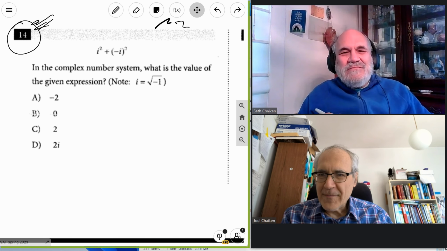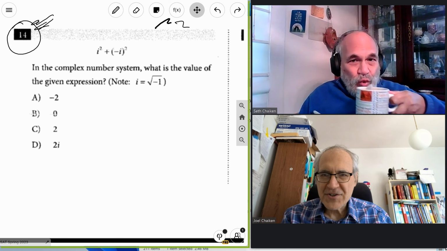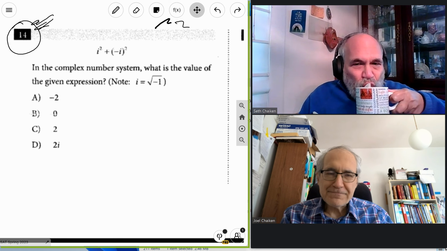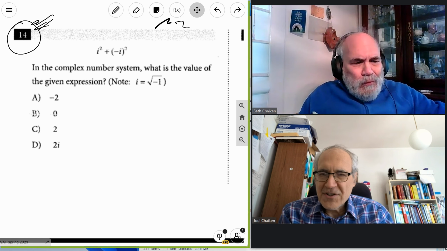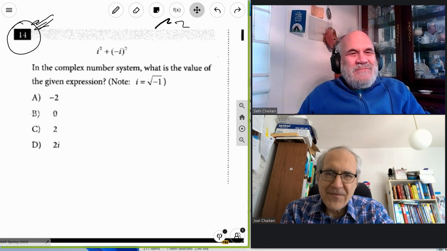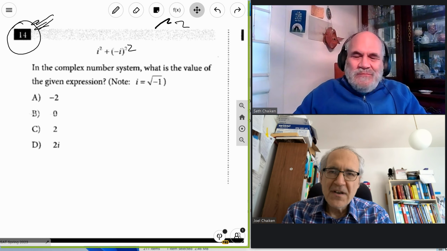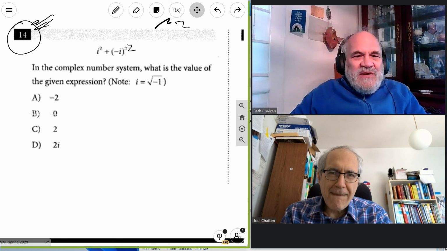So here we go. Multiple choice question. In the complex number system, what is the value of the expression above? So essentially you just want to evaluate what i squared and negative i squared are. Oh, this is a squared, by the way. It's hard to read, so I'll write it really neat.